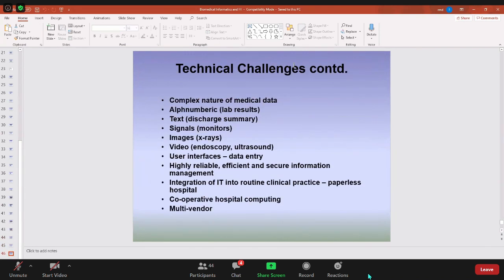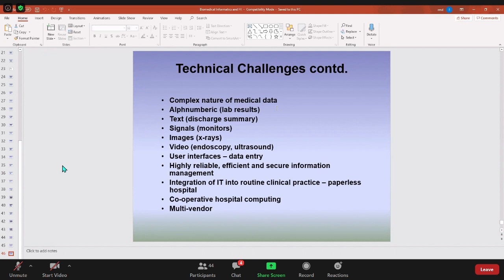So what are the technical challenges? The complex nature of medical data. As I mentioned earlier, medical data is not just your height and your weight. There is a lot more in the medical records. It is now incorporated with the genome, allergies, your history, the inherited component, your pedigree, your race, your nutrition, your condition, the environment, and all these things contribute to the medical data.